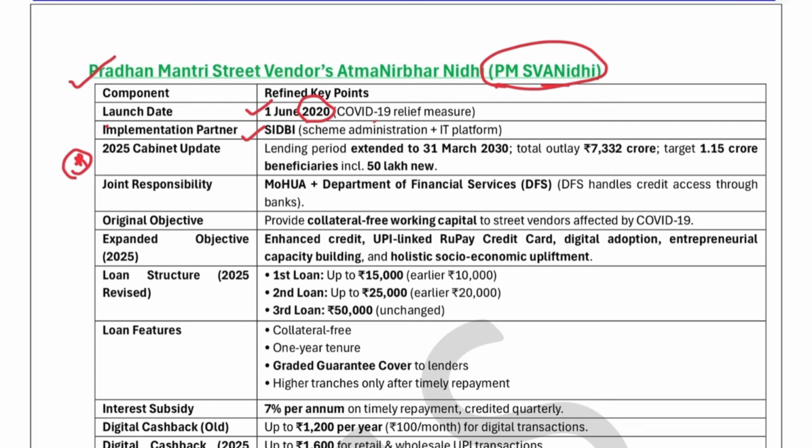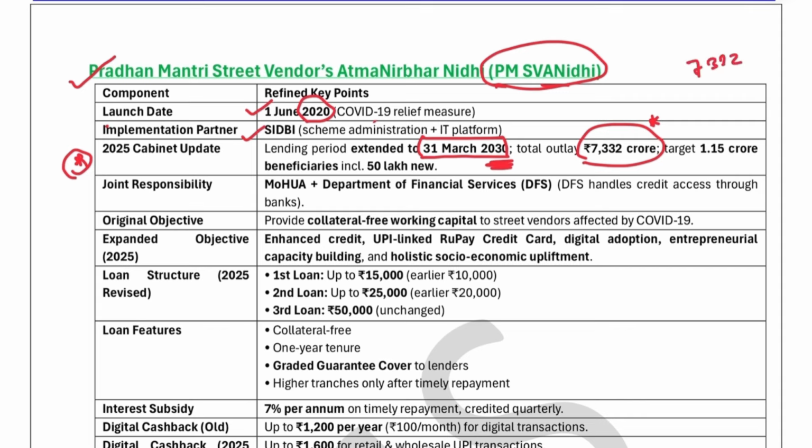What is the first update? First update is the extension period for lending. So extended period is up to 31st March 2030. This is really important. Please remember this date, that is 31st March 2030.